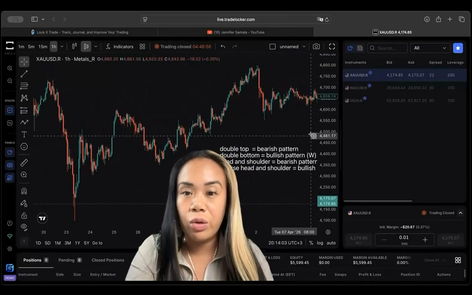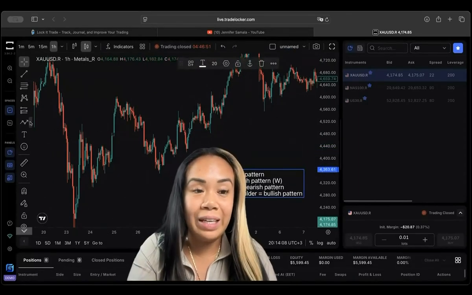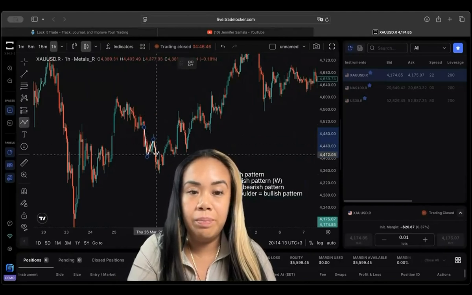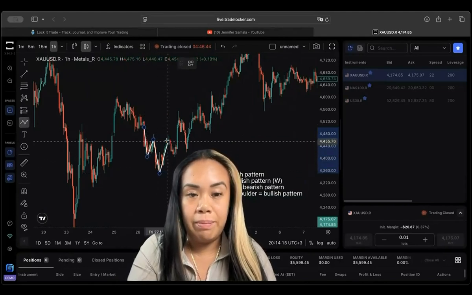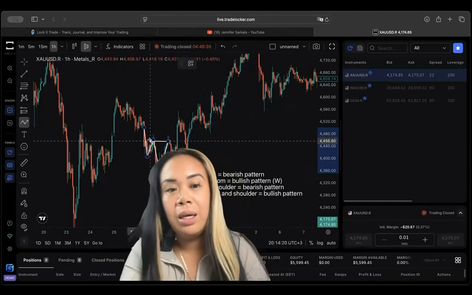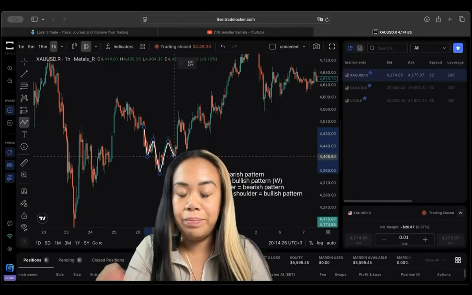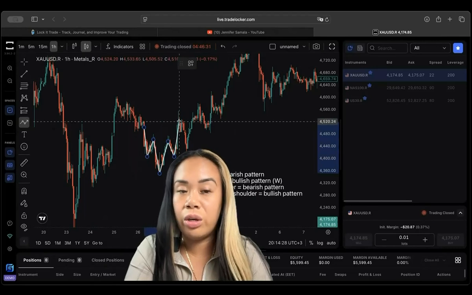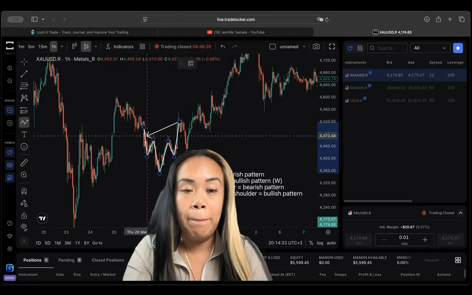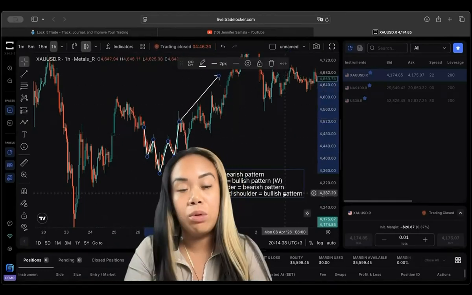I didn't know how much further I was going to scroll back, but anyways, here's a perfect example of an inverse head and shoulder. So it came down, it came up, it did the head, came back up around that same level. Again, it doesn't necessarily have to be exact, but you can see when it's equal. Okay. It did the other shoulder, and then it started pumping up. Obviously, it's going to have to come back and retest where it broke. But long story short, yes, an inverse head and shoulder is going to be a bullish pattern.